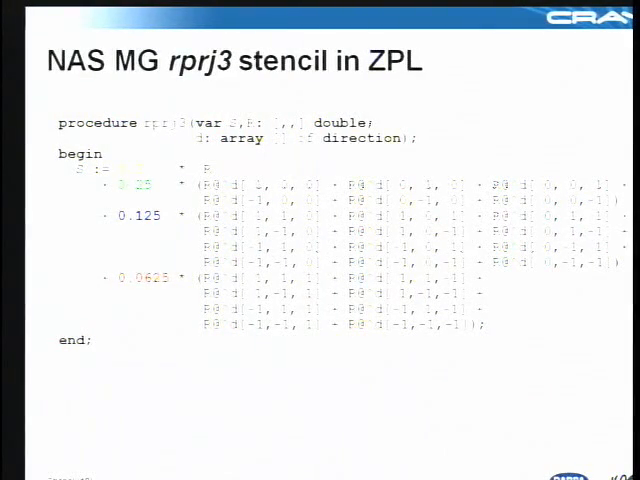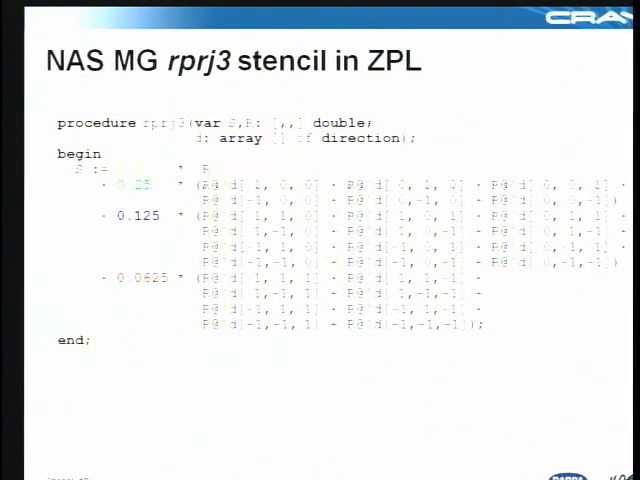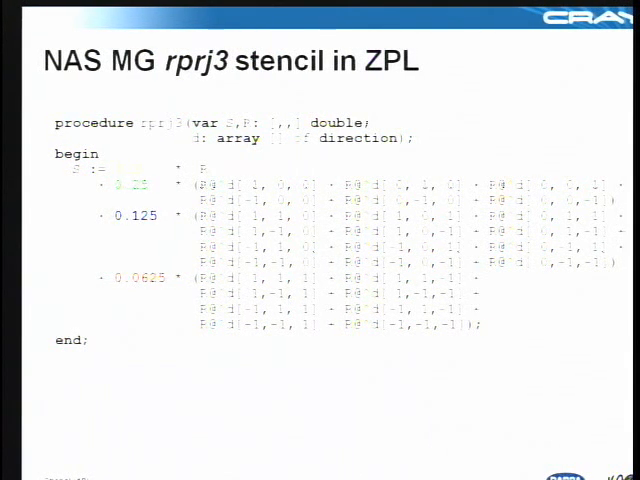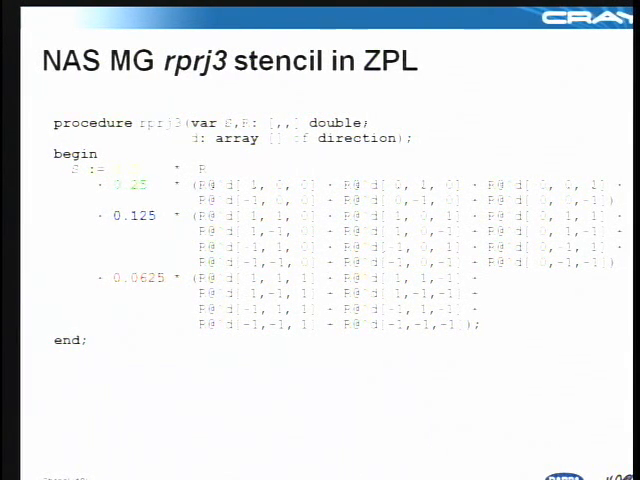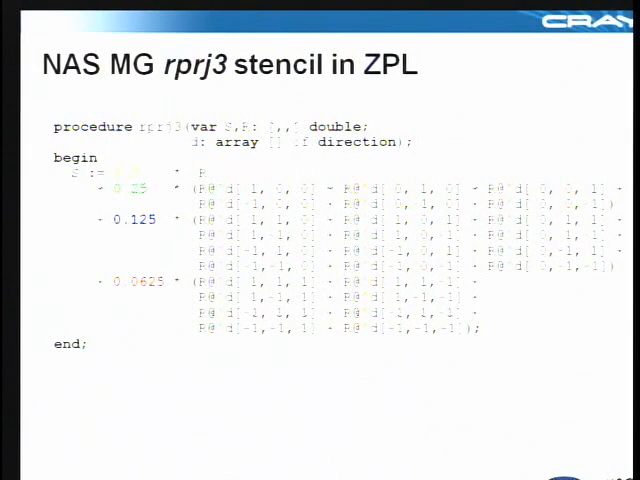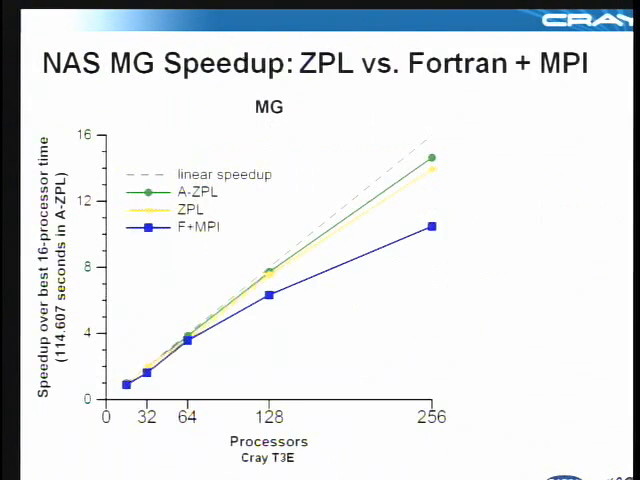So this is that same computation in ZPL. It's expressed a little bit differently. You can see the 27 points of the stencil here and the 4 weights of my cube over here. It's still concise compared to the Fortran plus MPI, but there are some differences from Chapel. And this is the speedup we got for the ZPL code. This is probably in the late 90s on a Cray T3E. So pretty small machine scale compared to what a lot of people are using today, but I think the lessons here still apply.